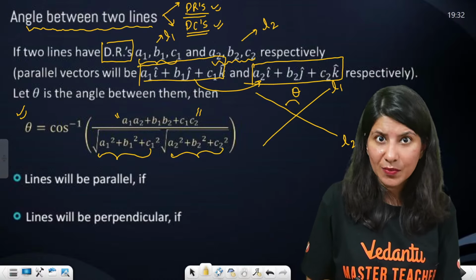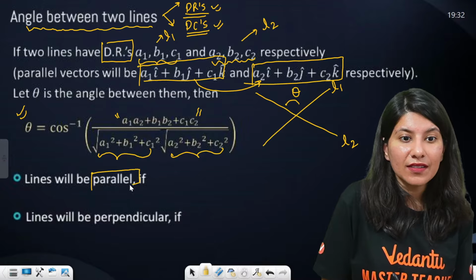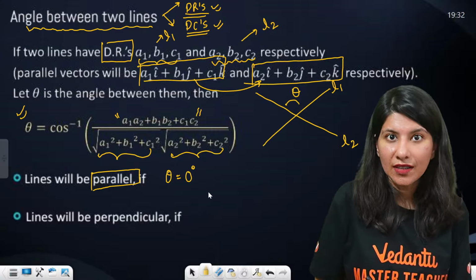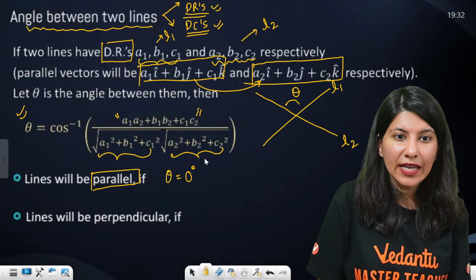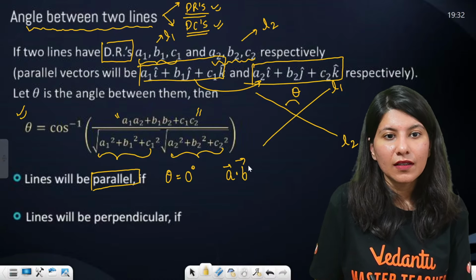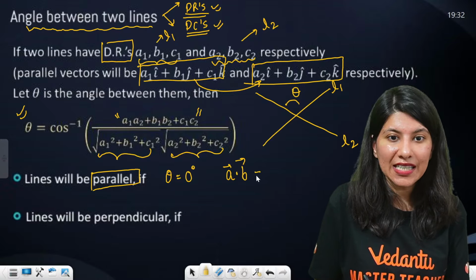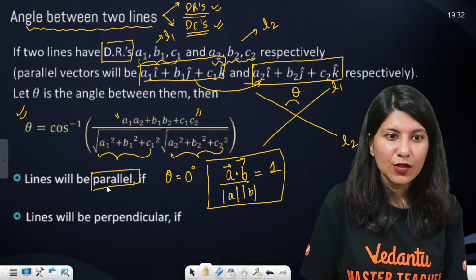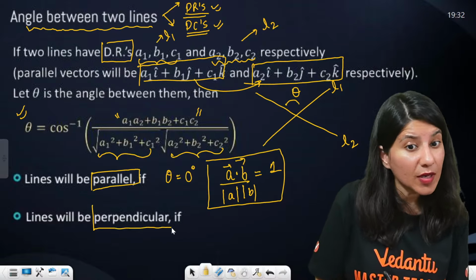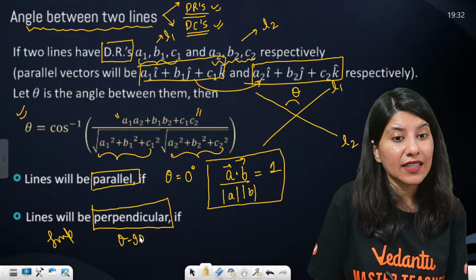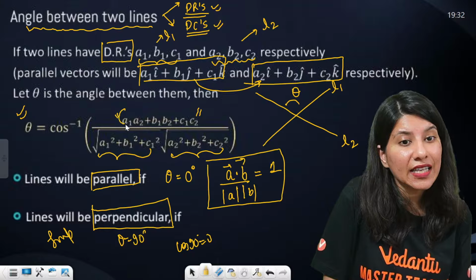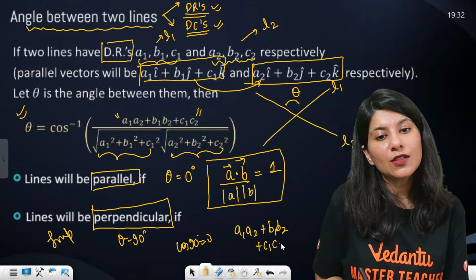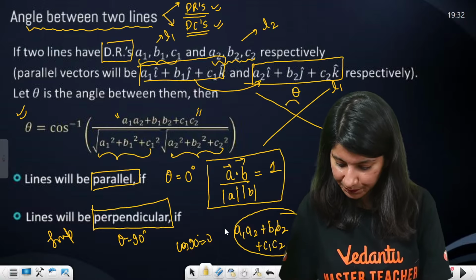I guess this thing is not that difficult. This is easy, pretty obvious. Now, if lines are parallel, the same logic we applied in vectors applies. If two vectors are parallel, theta will be 0 degrees, and then cos theta is 1, so A dot B upon the magnitudes is equal to 1. So if lines are parallel, this is the condition. But if lines are perpendicular, now this is important, theta is 90 degrees and you know cos 90 degrees is 0. That means the dot product is 0. So A1 A2 plus B1 B2 plus C1 C2 will become 0. This is the condition.